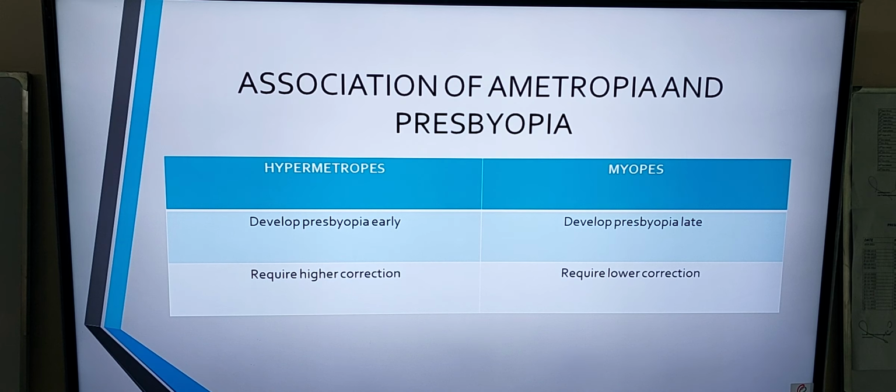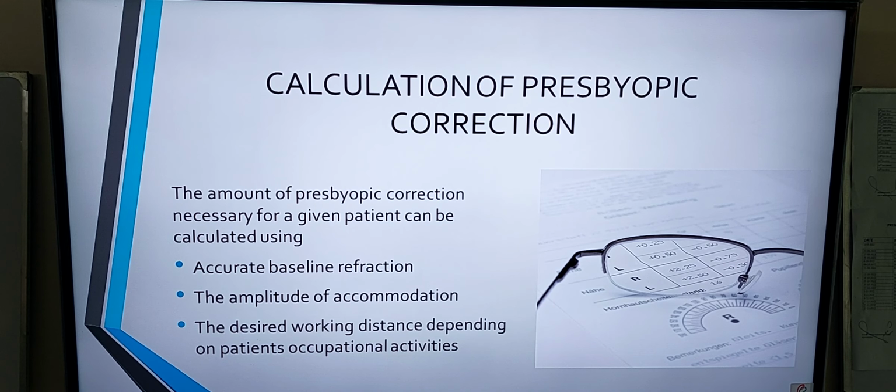As we have discussed previously, in hypermetropes, presbyopia will develop early and they will require higher correction, in addition to the correction for their refractive error and then for the near correction as well. Whereas in myopes, they will develop presbyopia relatively late and they will require lower near correction.